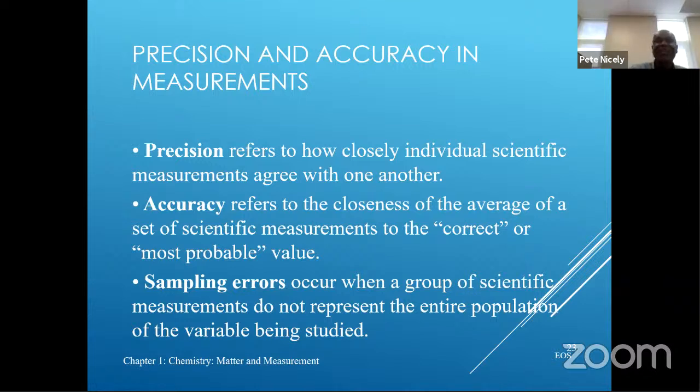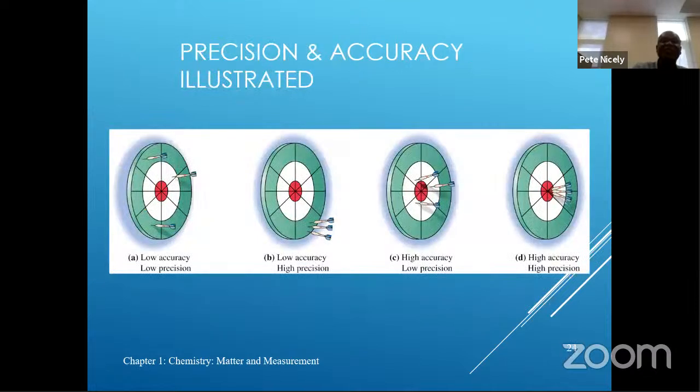Okay, so those are just some terms that you need to be familiar with when it comes to sciences in general and chemistry in particular. And this is basically a pictorial demonstration of the difference between accuracy and precision. So as you can see here, what we have is a dartboard and 4 different situations where a particular person is throwing darts at the board.